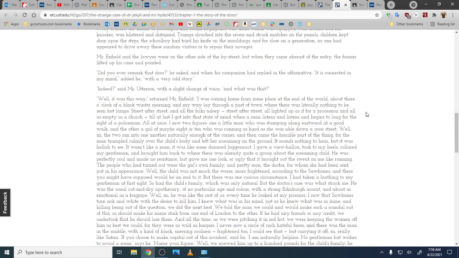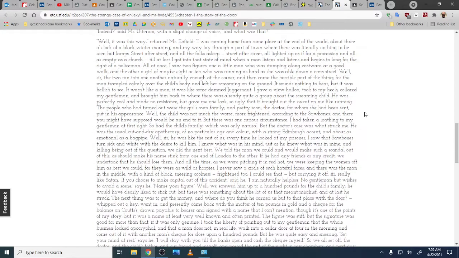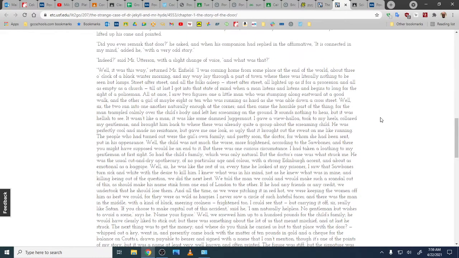Mr. Infield and the lawyer were on the other side of the by street. When they came abreast of the entry, the former lifted up his cane and pointed. "Did you ever remark that door?" he asked, and when his companion had replied in the affirmative, "It is connected in my mind," added he, "with a very odd story." "Indeed," said Mr. Utterson with a slight change of voice. "And what was that?"